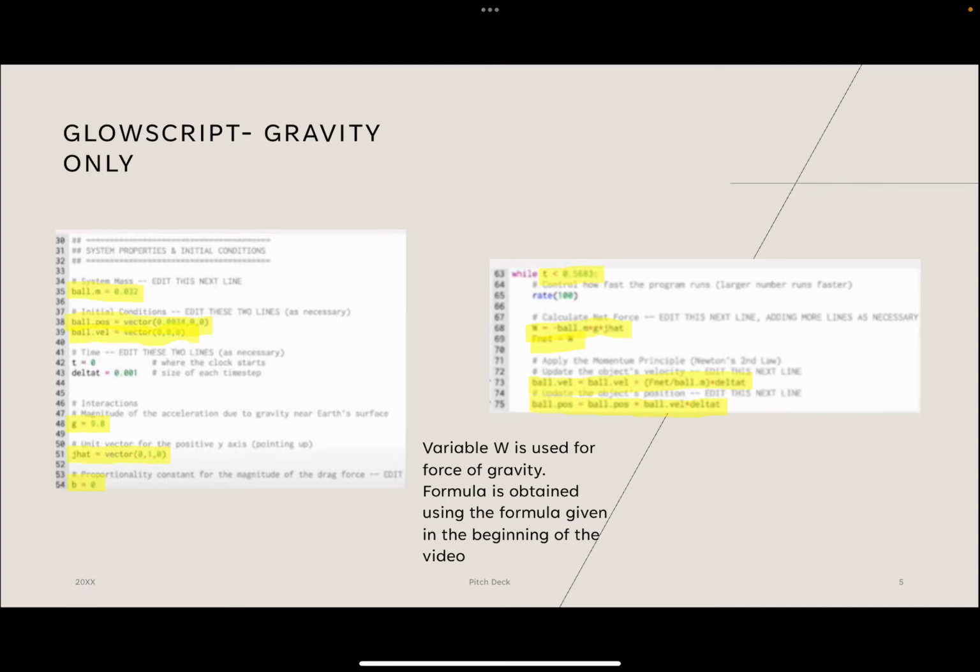This is a screenshot from my tracker information. As you can see, as I drop the ball, the position versus time graph is shown on the right.